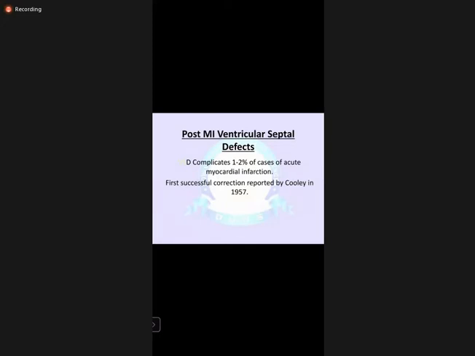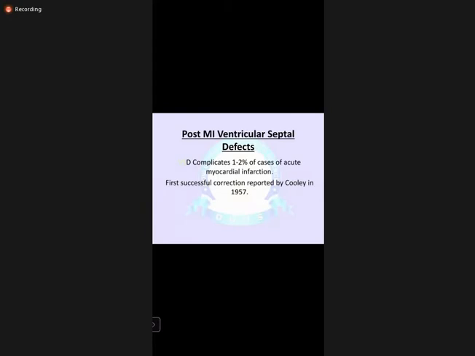Another important pathology is post-MI ventricular septal defect, or post-MI VSD, that complicates 1 to 2% of all cases of acute myocardial infarction. The first successful correction was reported by Cooley in 1957.